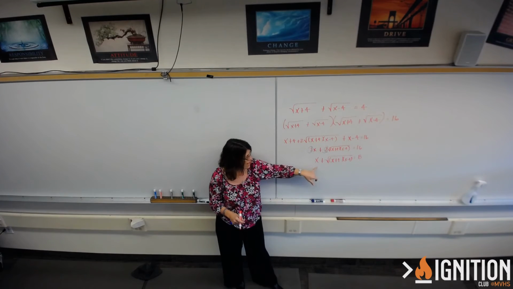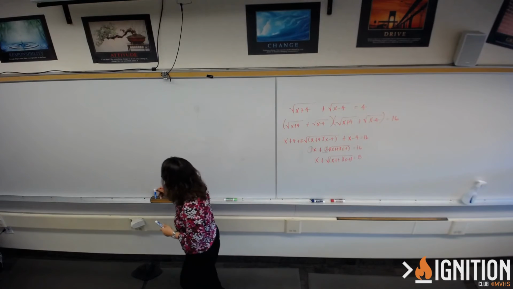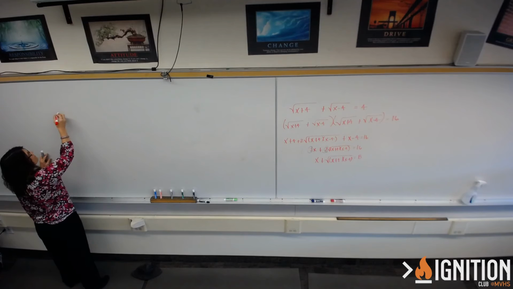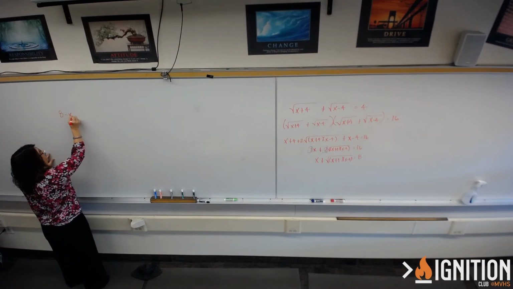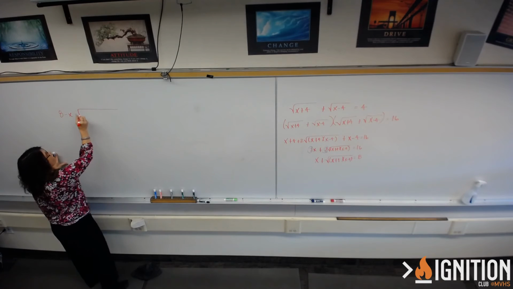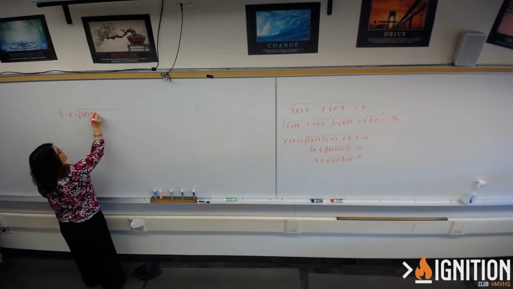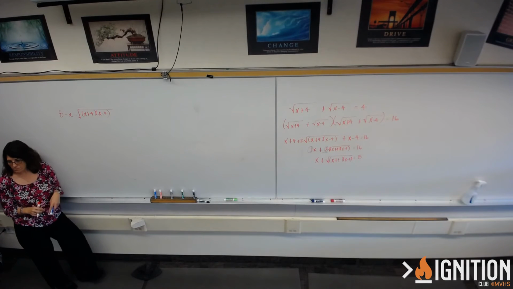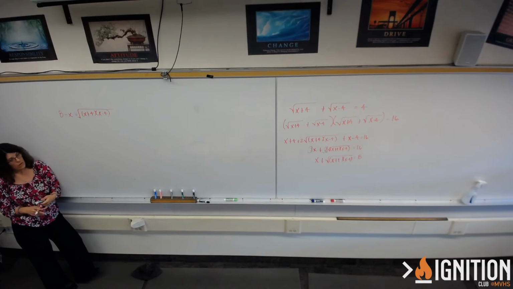Here, if I subtract x from both sides, what happens? I'm subtracting x. Square both sides, go for it. I do believe you have to multiply it out. X plus 4 times x minus 4. Yeah, I think you do.